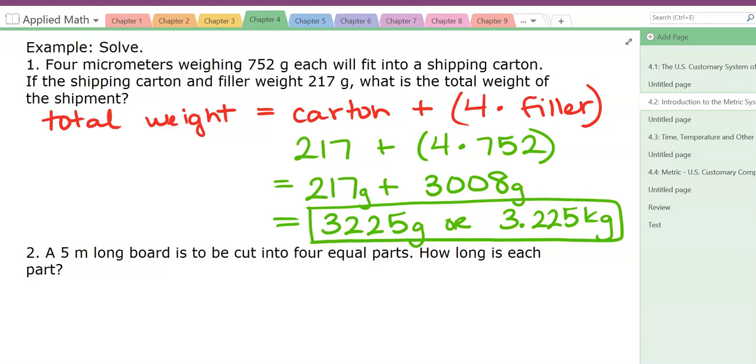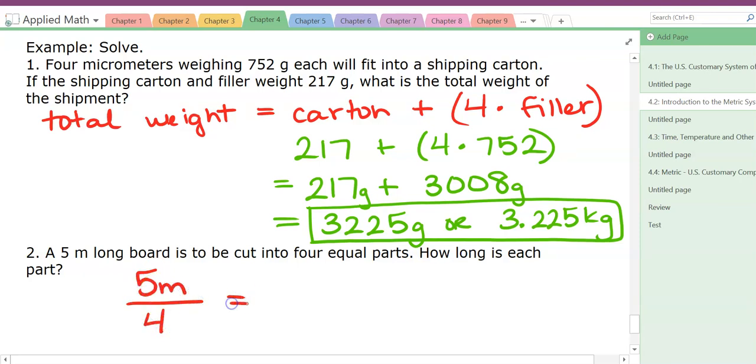Number 2 says that a 5-meter long board is to be cut into 4 equal parts. How long is each part? So you guys would be taking the 5 meters, you would divide it by 4. What's 5 divided by 4? It's going to be a decimal. 1.25 meters. Each one gets 1.25.